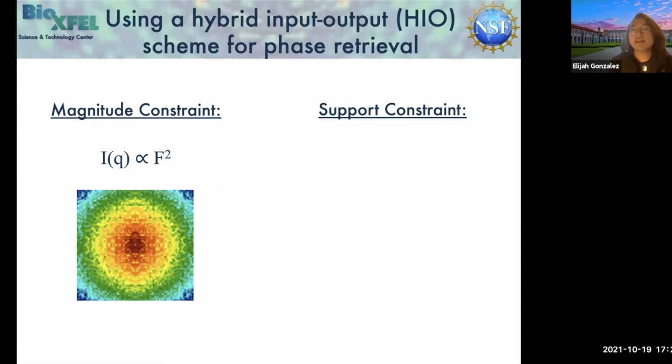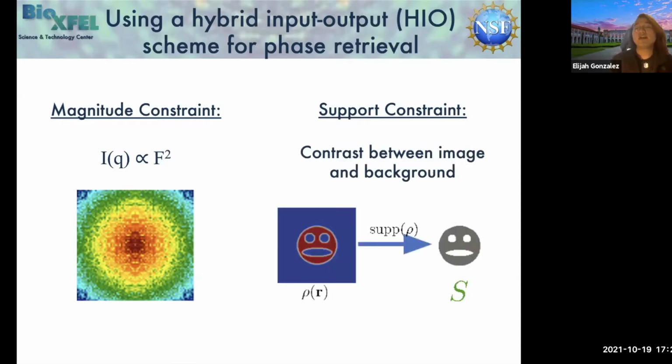And so it should certainly be the case that the amplitudes that we recover for any model that we have should also agree with the amplitudes that we record during diffraction. Similarly, we have a support constraint. And this is essentially the idea of having a contrast between an image and a background. For the case of the 2D smiley face, we have this two-dimensional smiley face against its blue background. And so we define the contrast between the smiley face and the background. But in the case of protein crystallography, what we might consider is the contrast between a protein and its solvent. And we might define that to be the support of it, right?